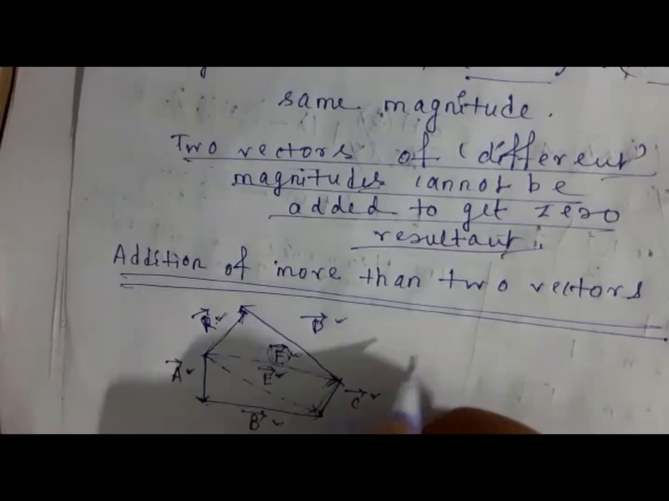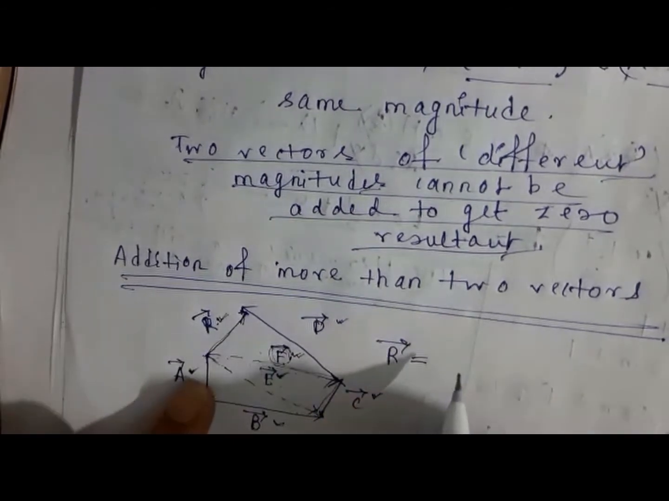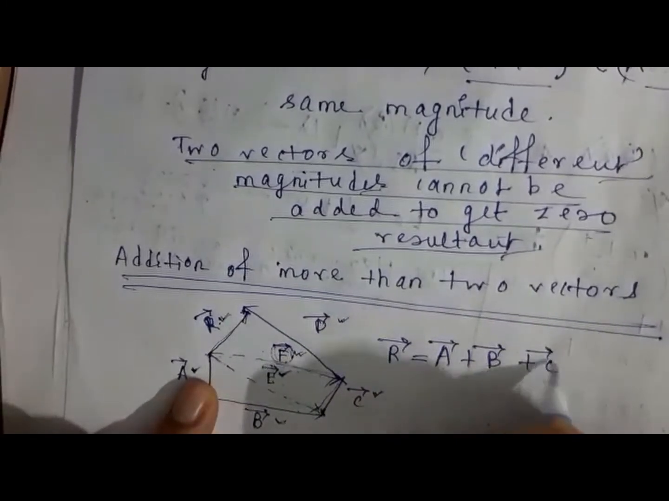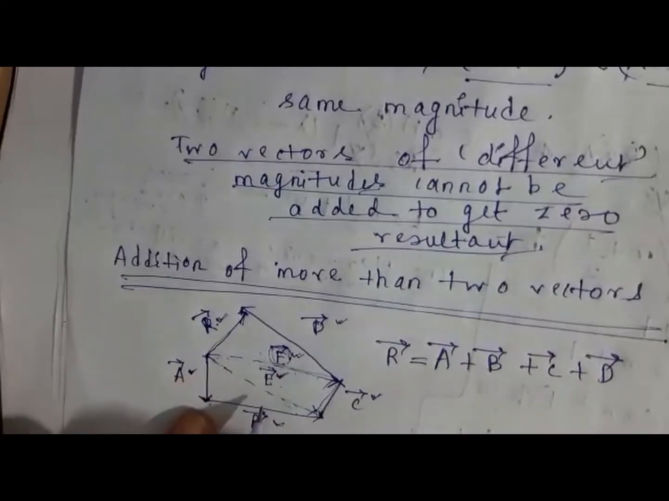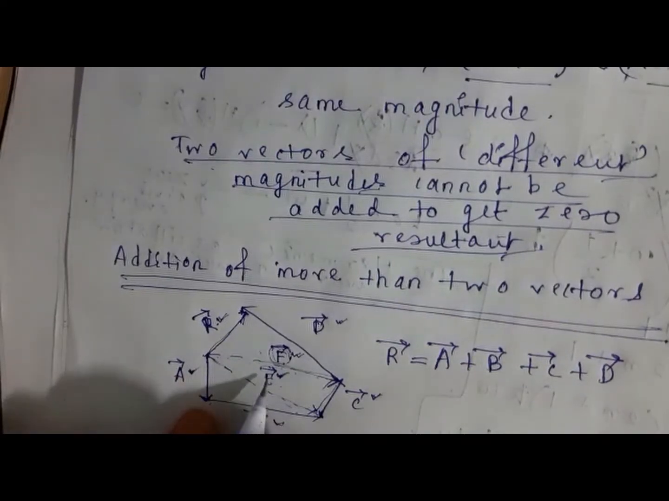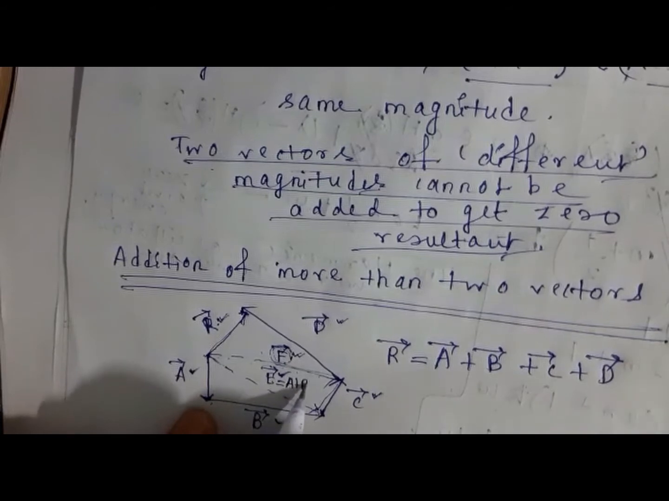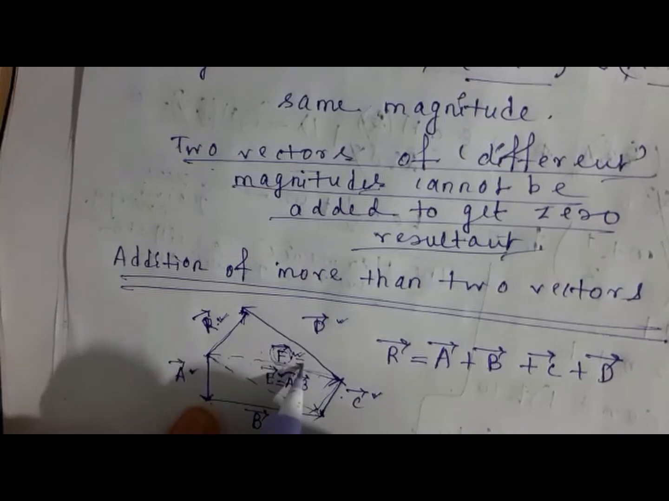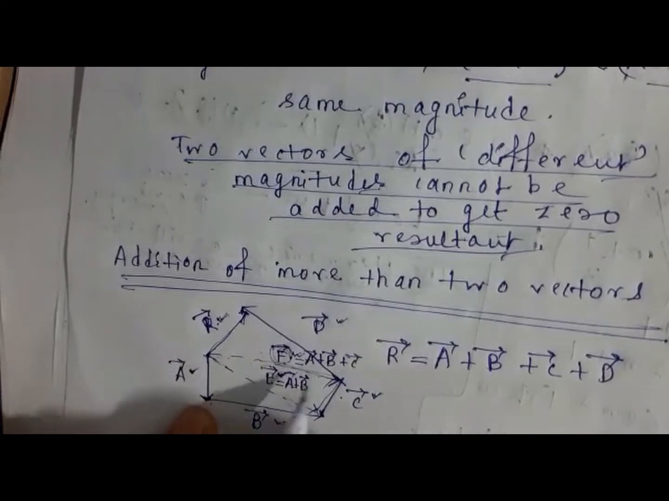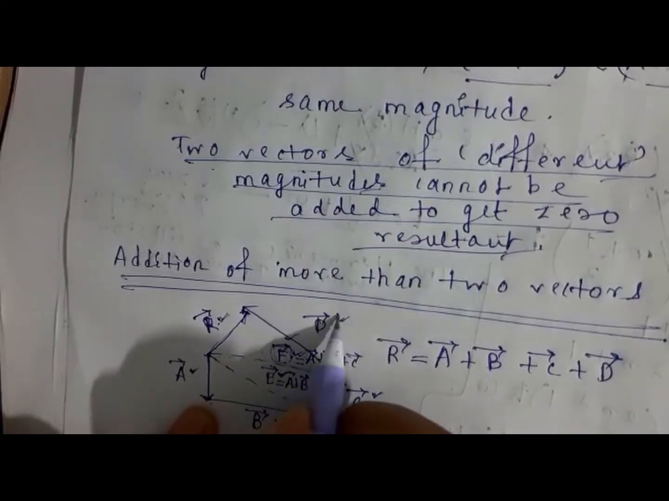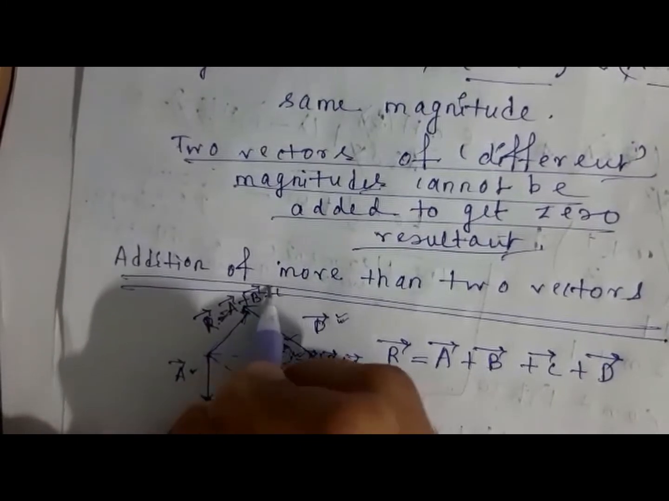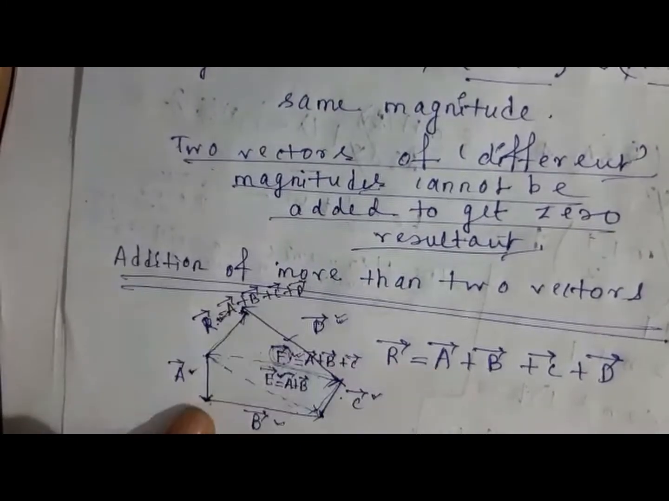Okay, so your R vector will give you A vector plus B vector plus C vector plus D vector. How are you getting this? Because E vector is going to be A plus B vector, isn't it? Now when you do these two, you get F vector, which equals A vector plus B vector plus C vector, and when you do this one and this one, you get over here A vector plus B vector plus C vector plus D vector.